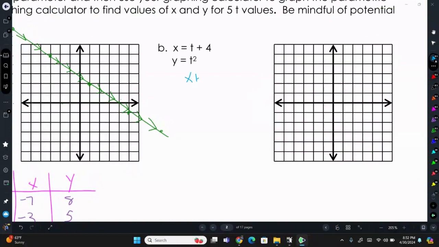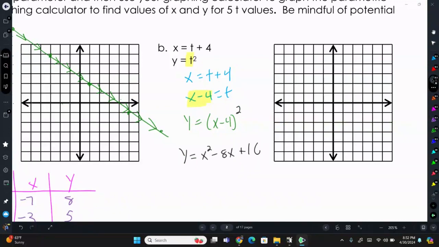So I'm going to get t from the other equation for x. Subtract 4 from both sides, x minus 4 equals t. So then y equals x minus 4 squared, because again, I'm taking what t is equal to and substituting it in. So then y is equal to x minus 4 squared, which is x squared minus 8x plus 16. So we have our rectangular form.